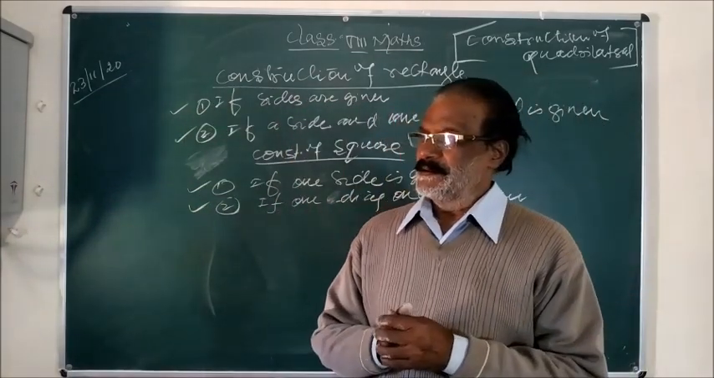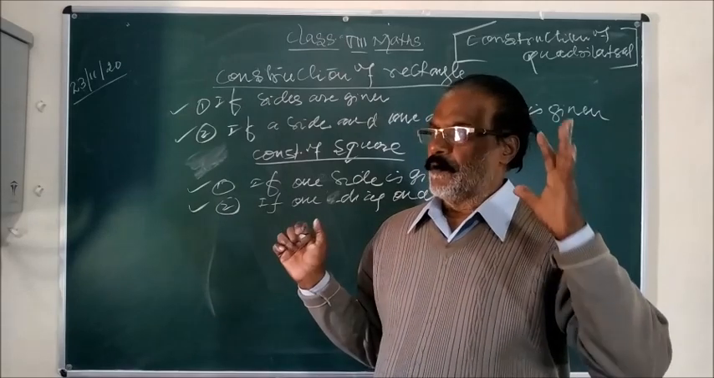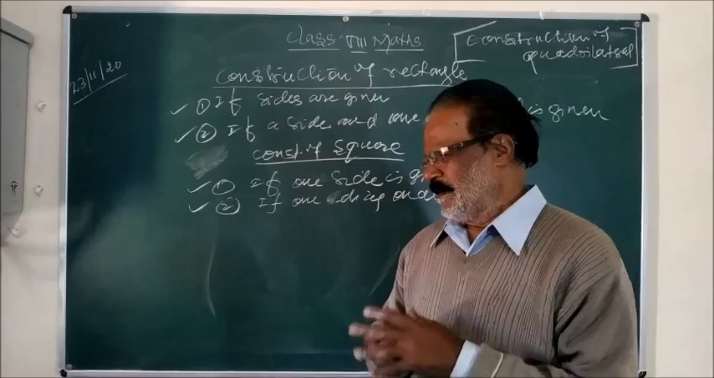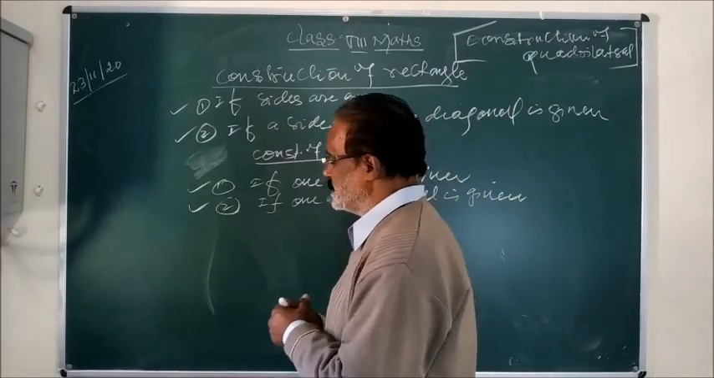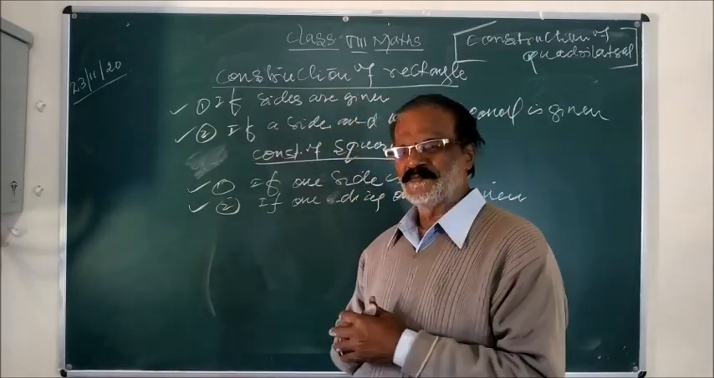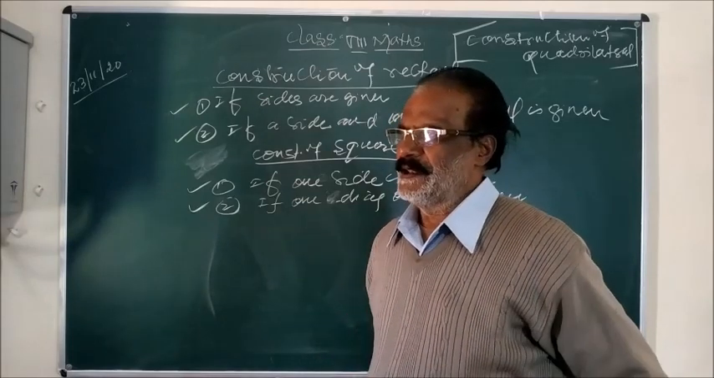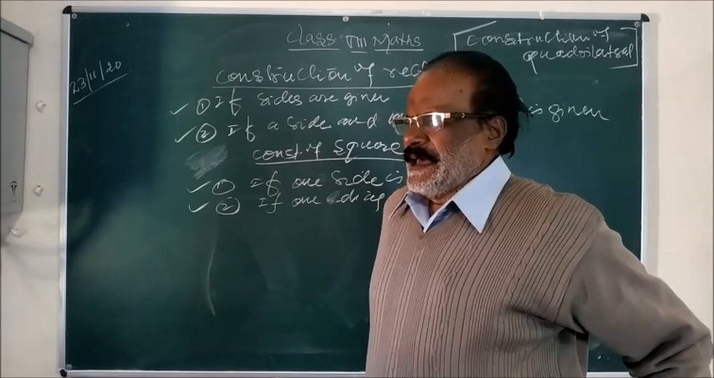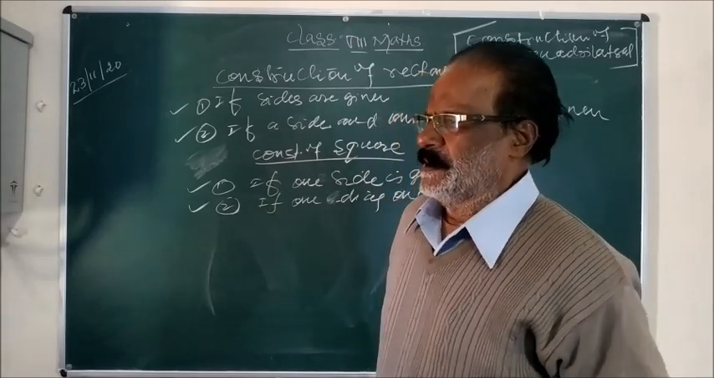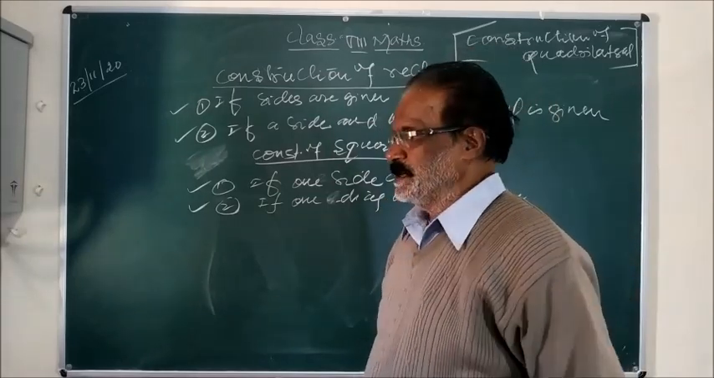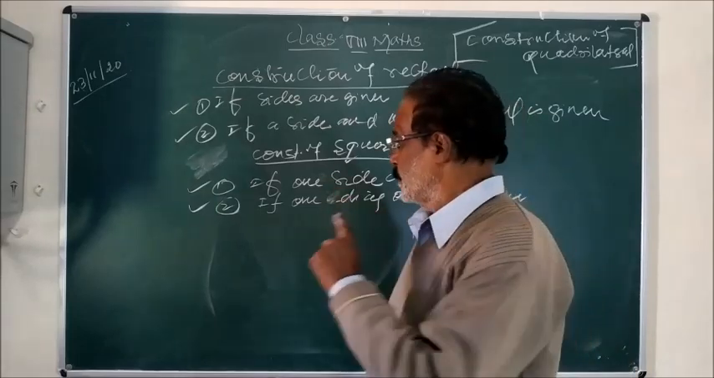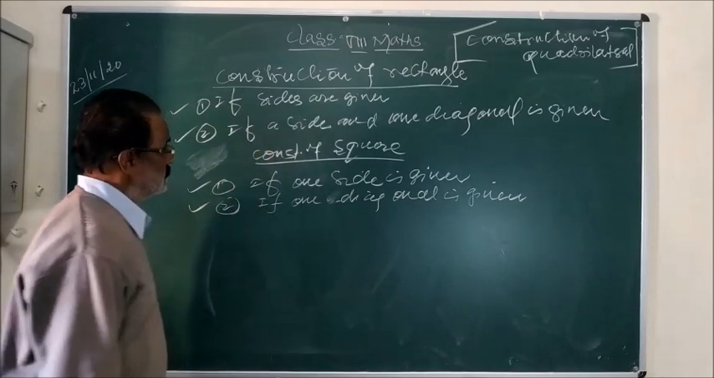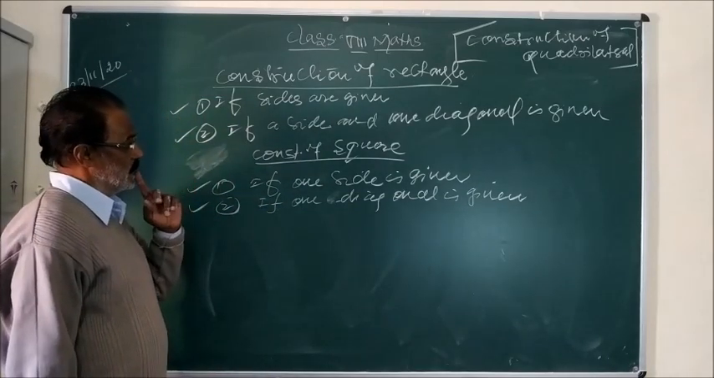Today we will learn construction of a rectangle and construction of a square. Today I will explain without the geometrical box. One day I will bring the geometrical box, then I can explain with the box. But if you see the activity, you can understand how to draw the construction of a rectangle and a square.